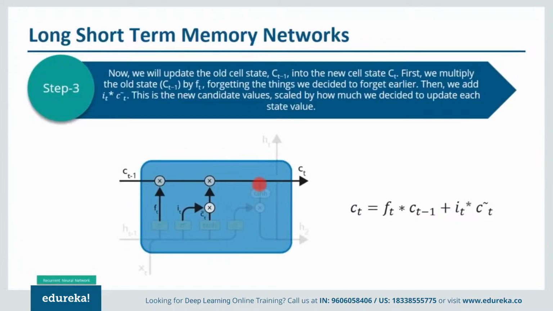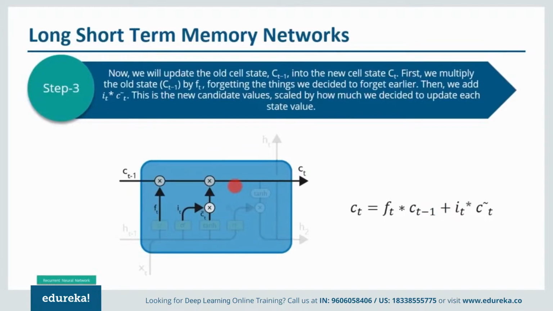So now is the time to update the old cell state ct-1 into the new cell state ct. In the previous steps we have already decided what to do. We just need to actually do it. So we'll multiply the old cell state ct-1 with ft that we got in the first step, forgetting the things that we decided to forget earlier, if you can recall. Then we add it to it times c bar t, the new candidate values, scaled by how much we decided to update each state value.